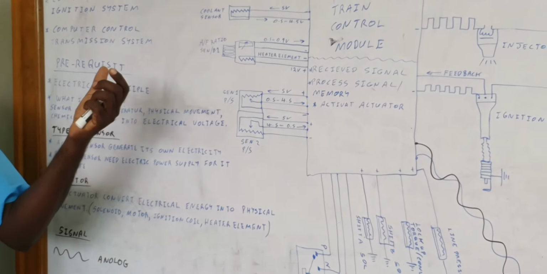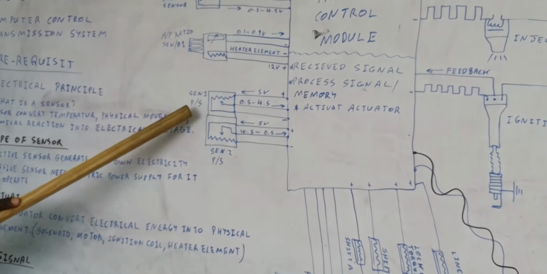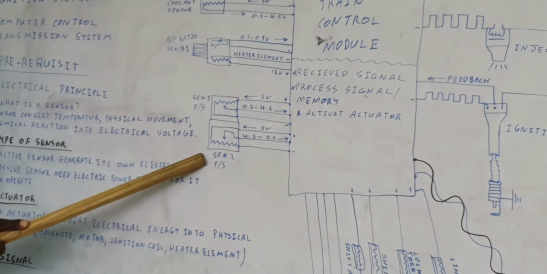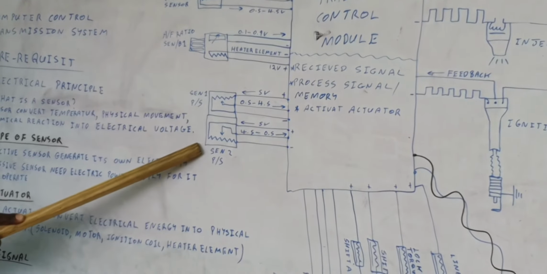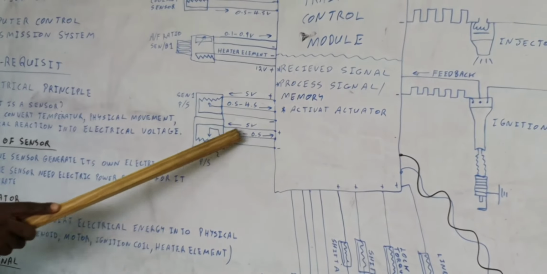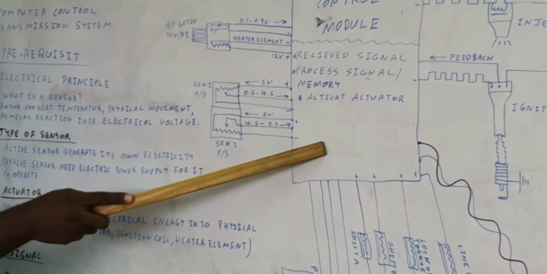Six. The reason why we have 6 wires, watch this. Here we have sensor 1 and sensor 2. If we have sensor 1 and sensor 2, notice how they read. Both sensors will be getting 5 volts coming from the ECU.